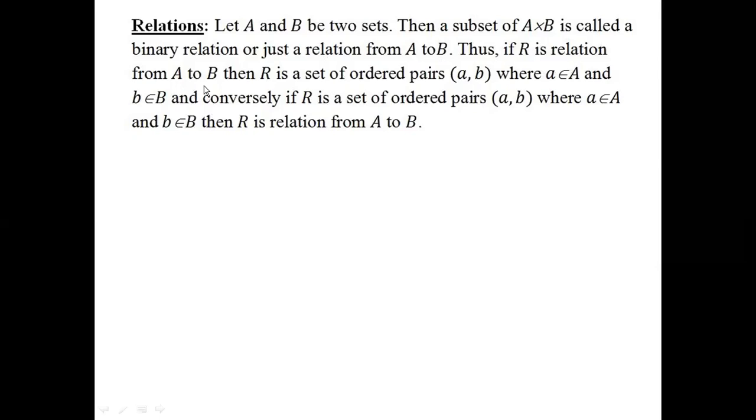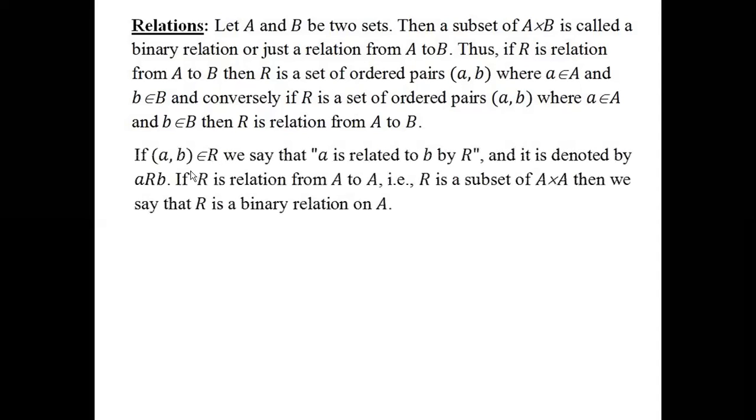Suppose R is a relation from A to B, then R is a set of ordered pairs (a, b) where a belongs to the set A and the element b belongs to set B. Or conversely, if R is a set of ordered pairs (a, b), where a belongs to the set A and b belongs to set B, then R is called the relation from A to B. So collecting all the set of ordered pairs (a, b) such that R relates a and b. If (a, b) belongs to R, we say that a is related to b by R. The element a is related to b by the relation R and it is denoted by a R b. We read this as a is related to b.